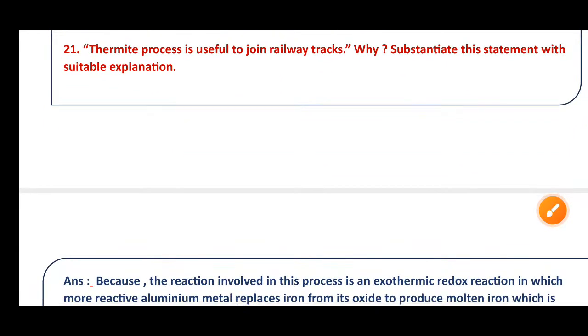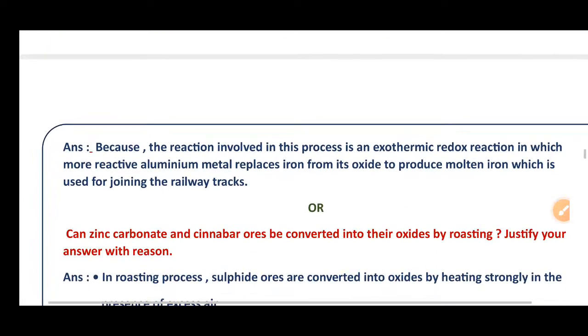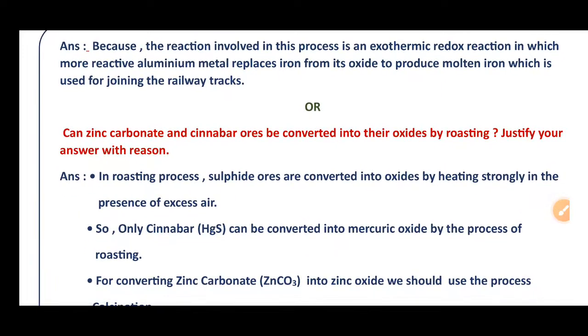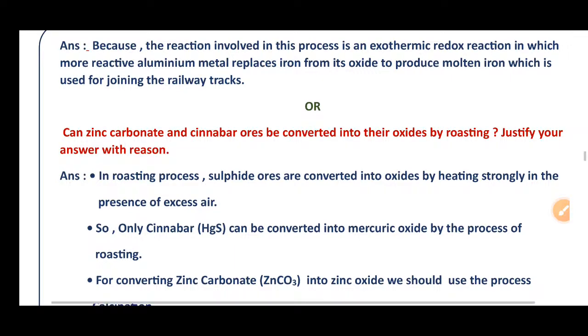Then question number 21. Thermite process is useful to join railway tracks. Why? Substantiate this statement with a suitable explanation. Because the reaction involved in this process is an exothermic redox reaction in which more reactive aluminium metal replaces iron from its oxide to produce molten iron, which is used for joining the railway tracks.